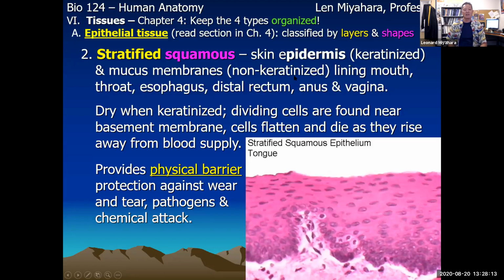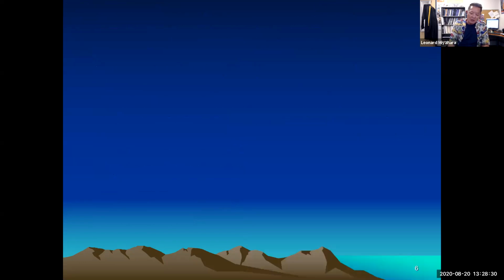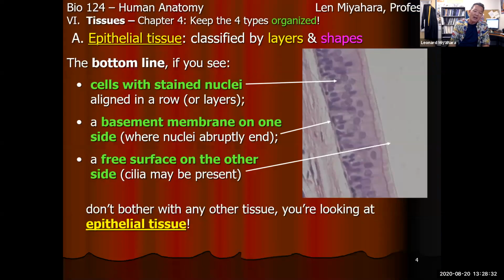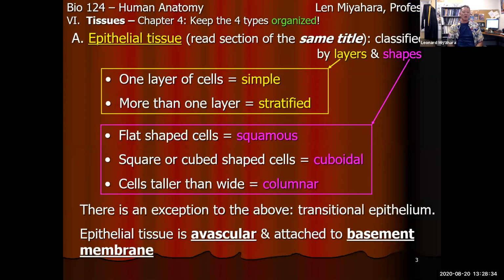That means it's non-keratinized. Now look carefully at this picture, and now I'm going to go back to the purple word. I said briefly about the purple word that it is only the cells on top, only the cells at the free surface. So go back to this slide here, to the purple word, and write somewhere off to the side, this is only for the cells at the free surface.